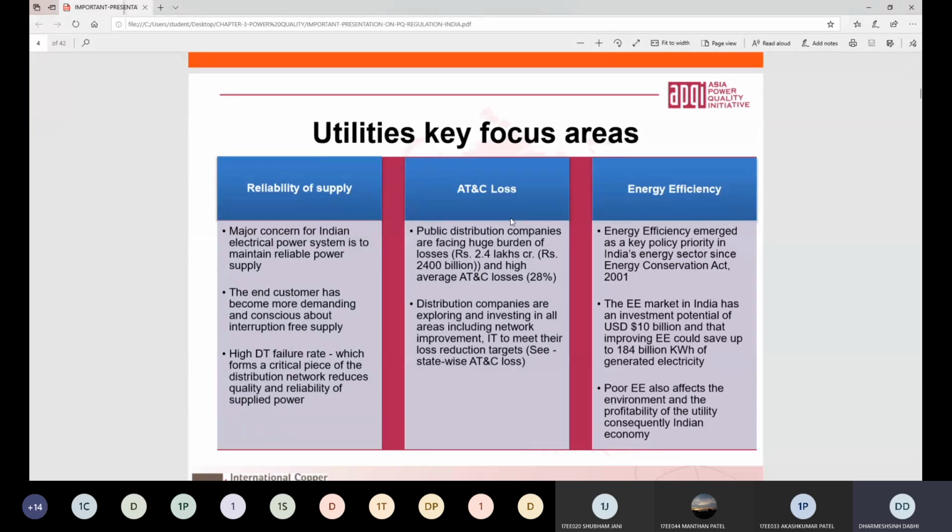Another effect of this poor energy efficiency is that it creates environmental problems as well as affects the profitability of utility companies, and ultimately directly affects the economy of India. So these three are the major focus areas where utilities focus as of now, and all these areas are affected because of power quality problems. Clear?